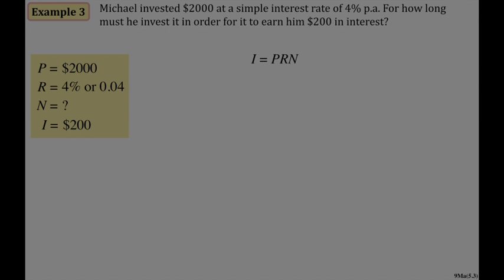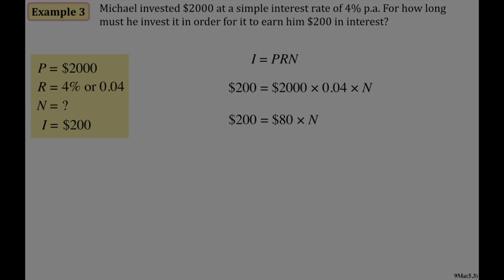So if we write down our formula, now it's a little bit different. Where I see the I, I can put 200. So I get 200 equals P, which is 2,000, times R, which is 4%, times N. Now I can use the calculator to figure out what 2,000 times 0.04 is. And that's $80.